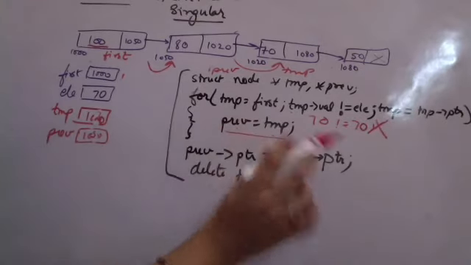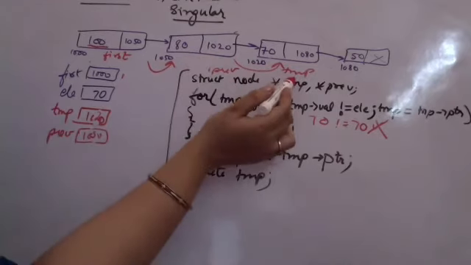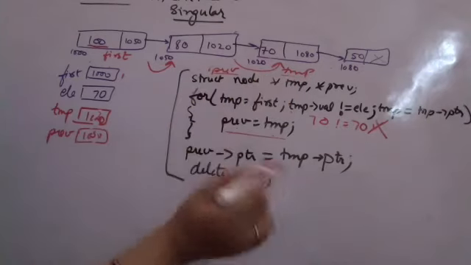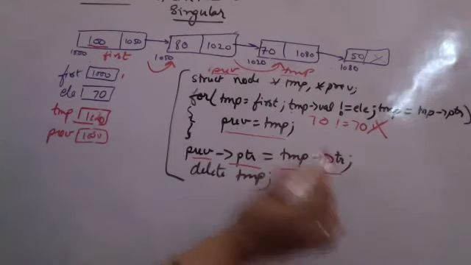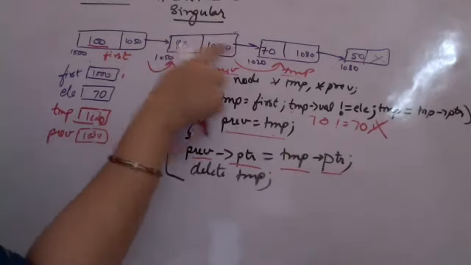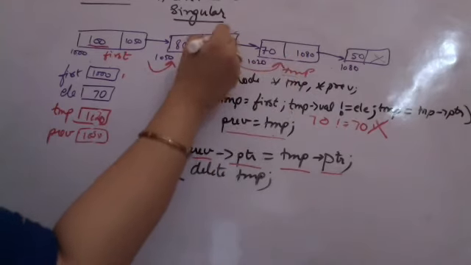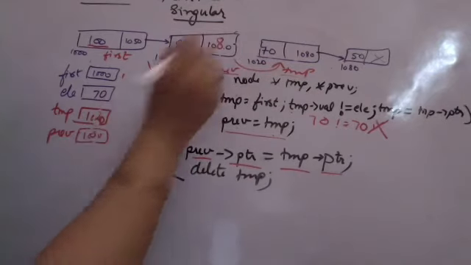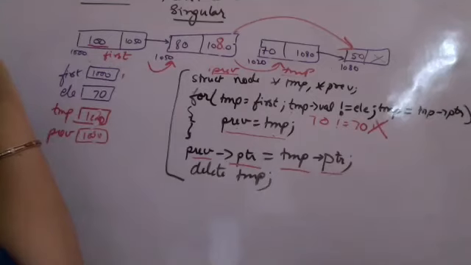I will not execute this instruction in the loop. Previous is still here. Temp is the element which is to be deleted. I have found the previous and temp also. Now I am saying previous pointer is equal to temp pointer. That means the pointer at this location should now store the address of the pointer location in temp. So this becomes 1080. That means this link is broken. After breaking this link, I have created the new link to 1080.